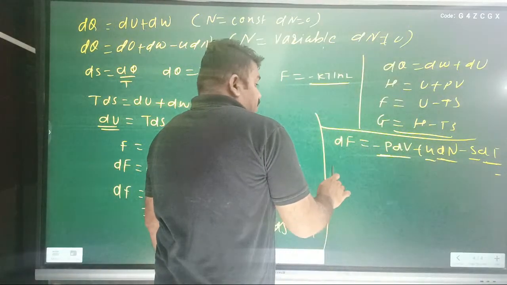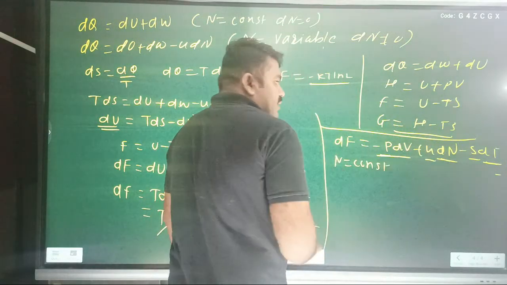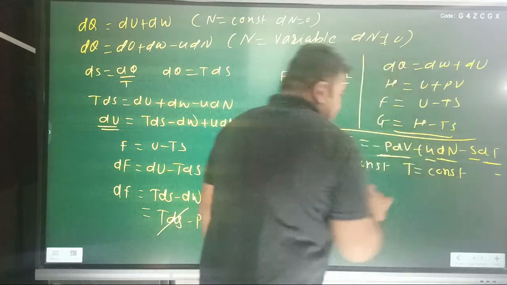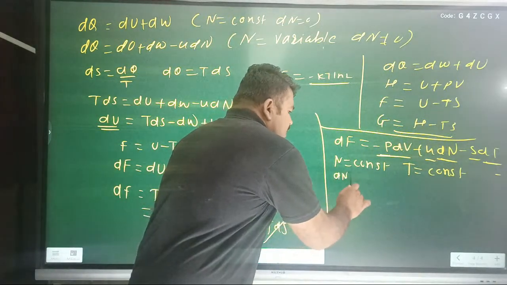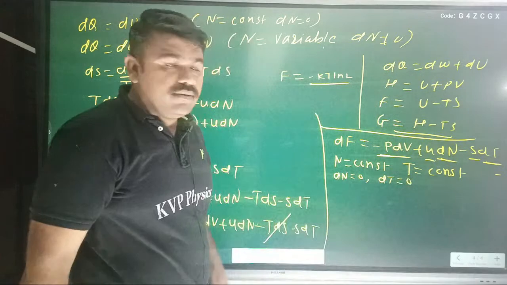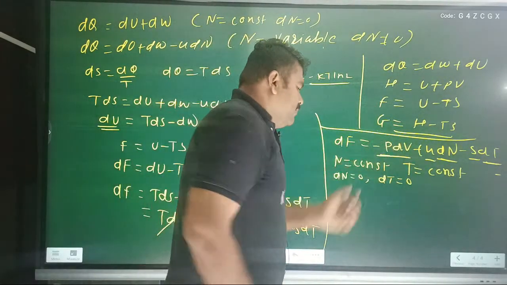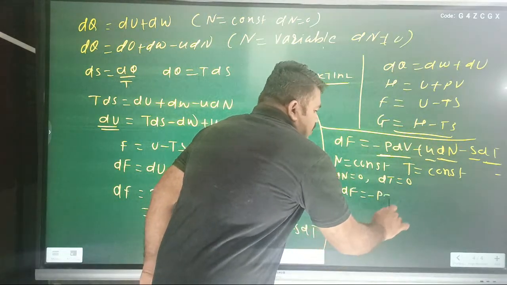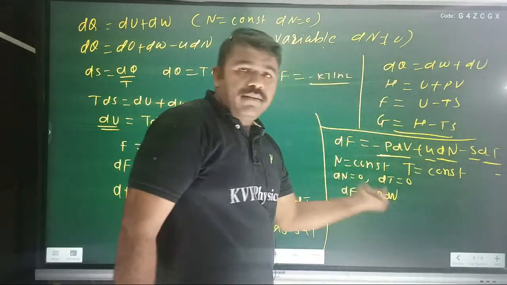Here we consider the number of particles N constant, as well as the temperature T constant. N and T constant implies dN equals 0 and dT equals 0. Yes or no? Means dF becomes minus PdV plus 0, which is simply minus PdV.